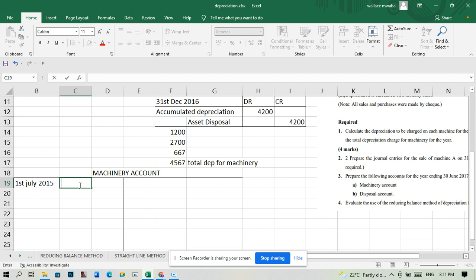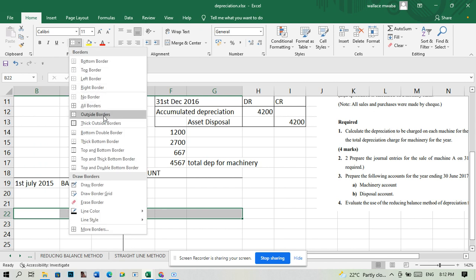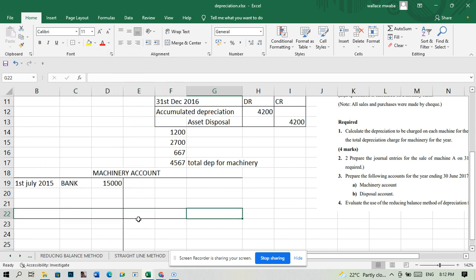Okay, bought this machine by check. So we're going to say 15,000. This year passes, and our balance brought down. We'll still come back on the debit side, 15,000.